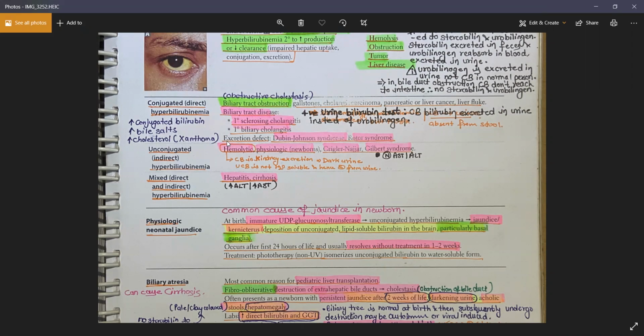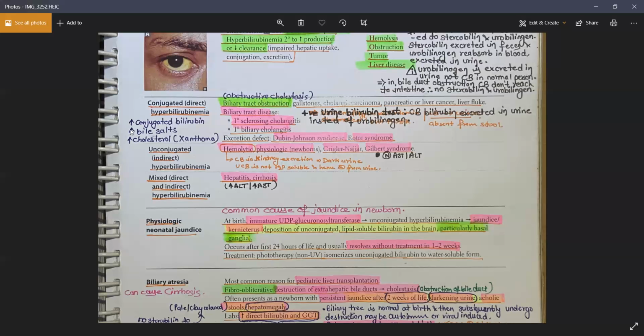Third one is the excretion defect, in which you have a congenital defect in the excretion of the bilirubin. These include Dubin-Johnson syndrome and Rotor syndrome. So remember these causes for the conjugated or direct hyperbilirubinemia. The pathology must lie after the conjugation of the bilirubin in the liver. It could be an obstruction defect. It could be damage to the bile tract. It could be a hereditary excretion defect, right?